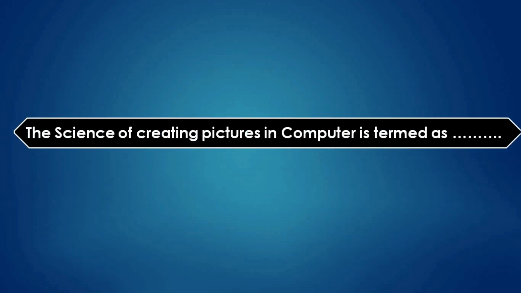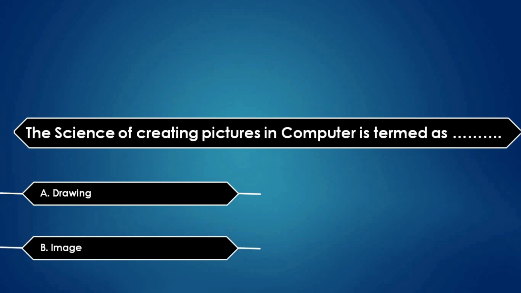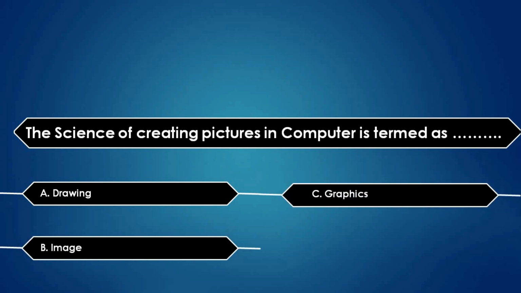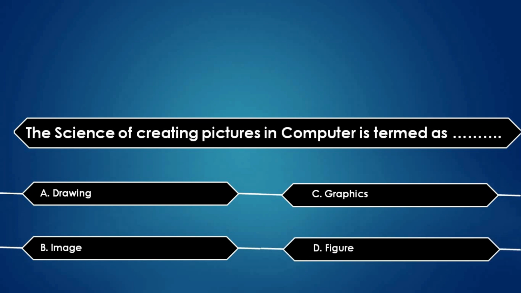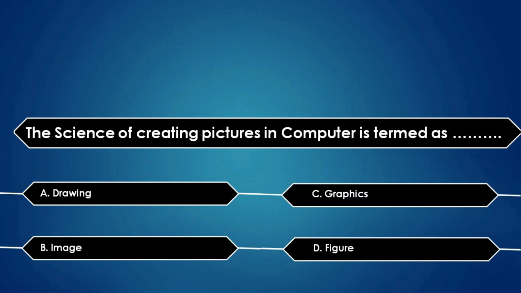The next question. The science of creating pictures in computer is termed as dash. A. Drawing. B. Image. C. Graphics. D. Figure. The right answer is graphics. The science of creating pictures in computer is termed as graphics.